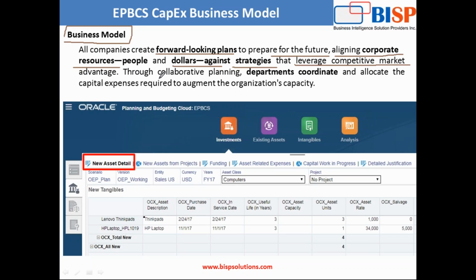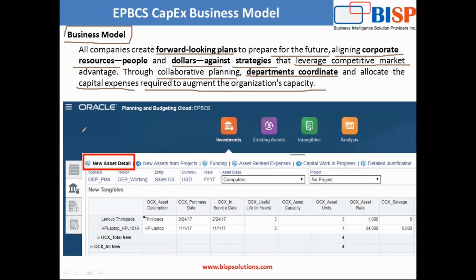And as I said, the fundamental of planning is that planning is collaborative in nature, and it means it is cumulative. If I project expenses for my department, I would send it across to my manager. He would approve it. He may also contribute his comments. So it's a basic collaborative planning process where different departments or people at different levels coordinate together and allocate the expense required to augment the organization's capacity.